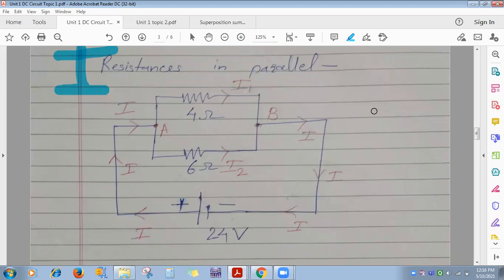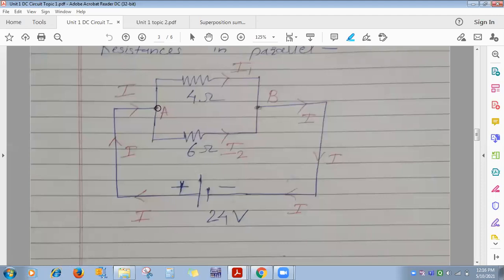Got the two conditions, everyone? Here, all of you know I is equal to I1 plus I2. It is nothing but KCL. Now here, both conditions get satisfied. So what I can say is 4 ohm and 6 ohm are connected in parallel across nodes A and B.